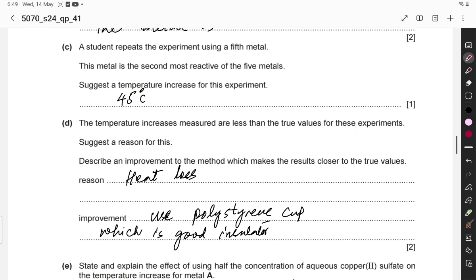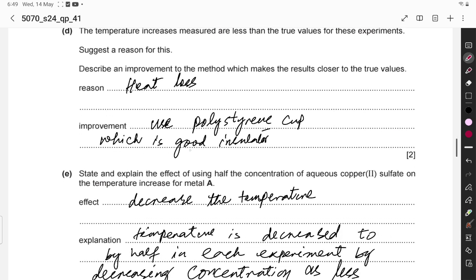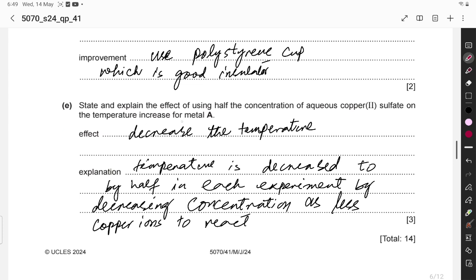The temperature increases measured are less than the true values for these experiments. Suggest a reason for this. Describe an improvement to the method which makes the results closer to the true values. The reason is heat loss, and as an improvement we should use a polystyrene cup, which is a good insulator. State and explain the effect of using half the concentration of aqueous copper(II) sulfate on the temperature increase for metal A. It will lower the temperature, or decrease the temperature.